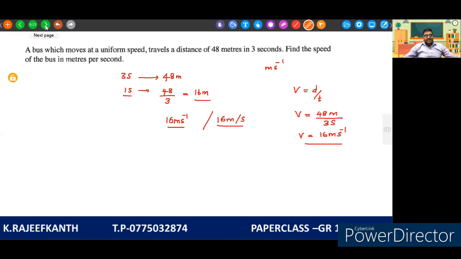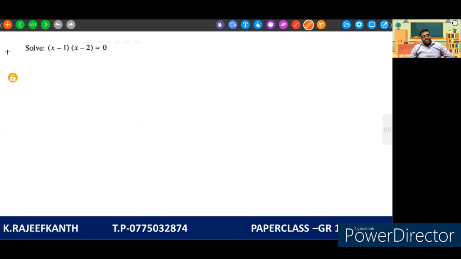Then next question. Solve x minus 1 into x minus 2 is equal to 0. Here they have given the product of two expressions is equal to 0. This is a quadratic equation.